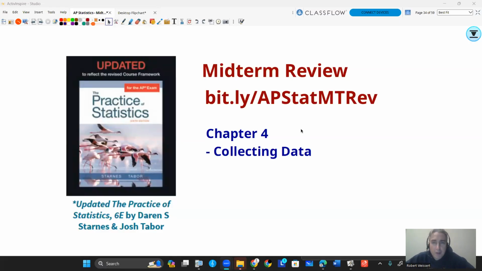Fellow students, once again, we're going to be going over another midterm review. This is going to be on chapter 4. This is unit 3 in the course sequence. This is talking about collecting data.